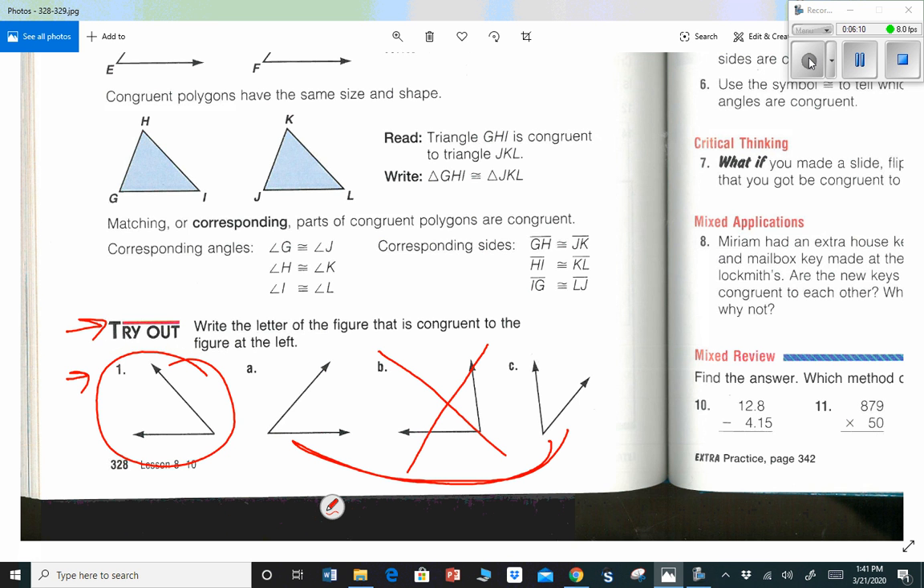If you were to get a protractor or trace and match them up, you would find that angle A is actually congruent, and it doesn't matter that it's been flipped. It's still an angle of the same measure. It is still congruent. This one's just a little bit less. If you used your protractor, you would be able to tell that.